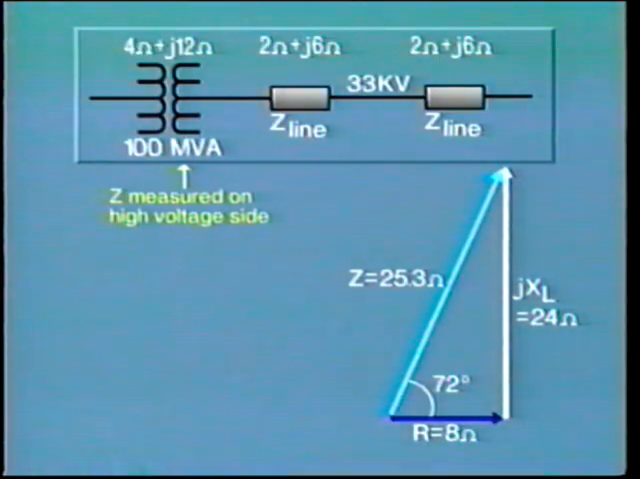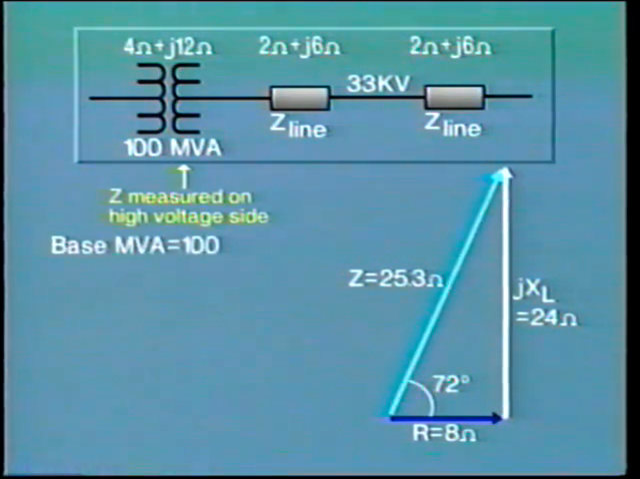So if we now have a circuit like this, composed of several elements, each indicated as R plus jX, we can add the resistances, R, and inductive reactances, jX, separately. The resultant sum comes to 8 ohms resistance plus 24 ohms inductive reactance, and this gives us a total impedance of 25.3 ohms.